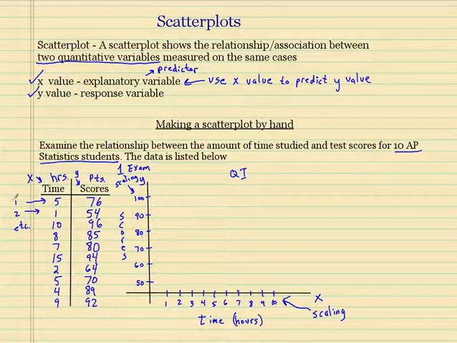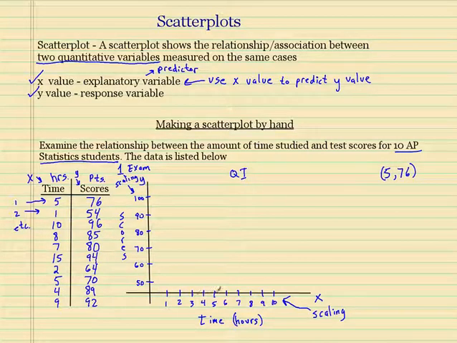So for student 1, it's just like graphing a coordinate from algebra, so this would be considered like 5 and 76. So I'm going to come over to 5 and I'm going to go up to 76. Somewhere right about here. Okay, and 15, 4. 10, 96. Okay, so I'm going to pause the video and finish them, and then I'll be back.